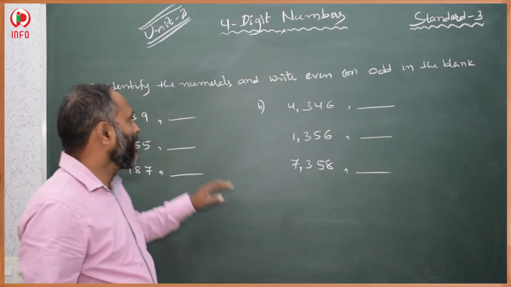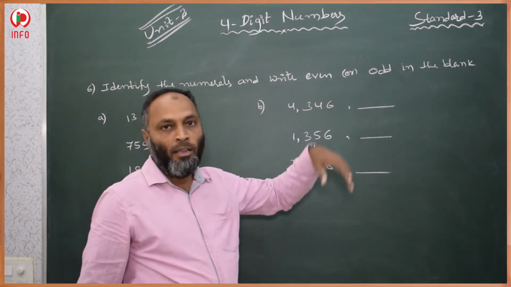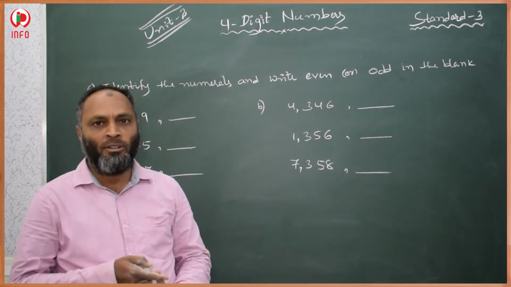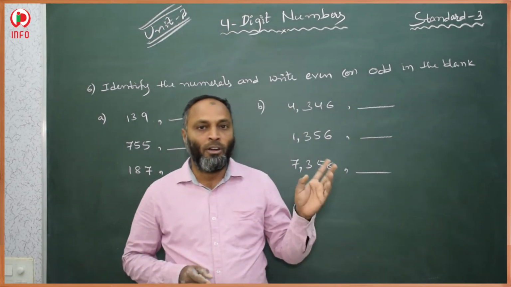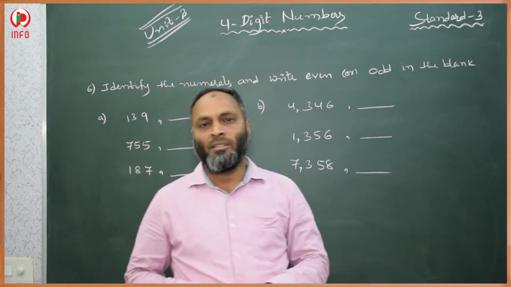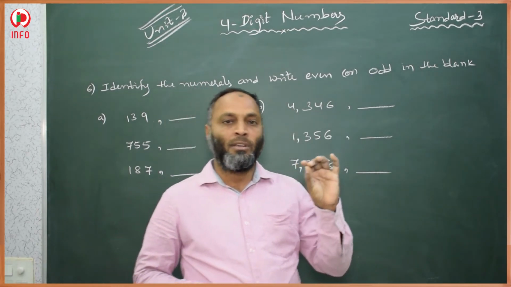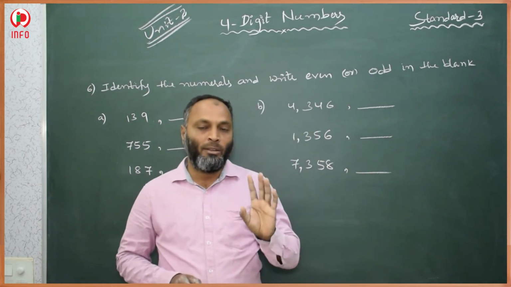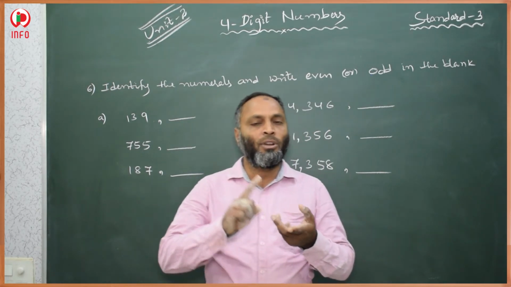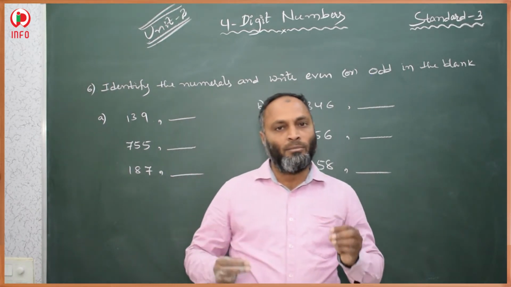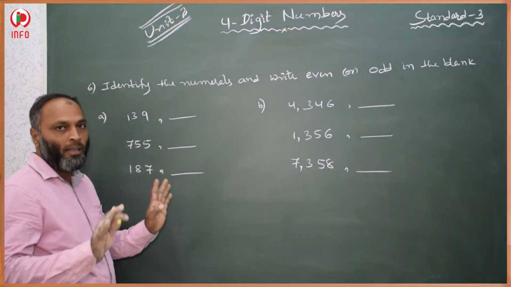Now students, our next bit: we have to identify whether the given numerals are even or odd. So we discuss even numbers and odd numbers. What are even numbers and what are odd numbers? On what basis do we decide the number is even or odd? 1, 3, 5, 7, 9: if these numbers come in ones place, then the number is an odd number. Other than that, 0, 2, 4, 6 and 8: if these come in the ones digit, then the number is an even number. This is the difference between even and odd.